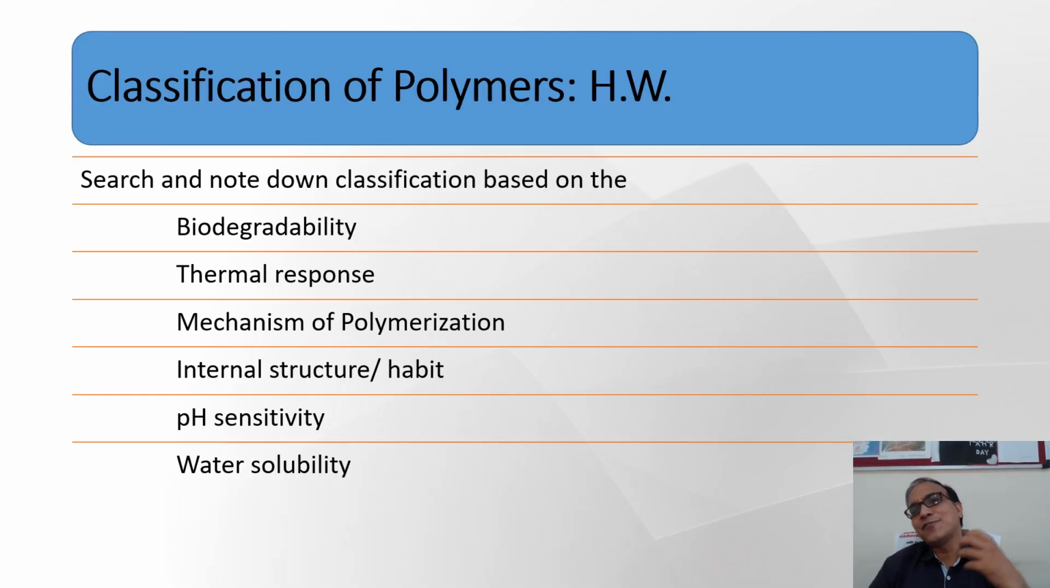Now, classification of polymers. I'm giving you a homework. What is the homework? Search and note down the classification based on biodegradability. There are two kinds of polymer: biodegradable and non-biodegradable. You have to check it out.